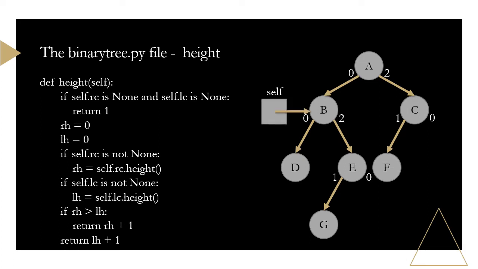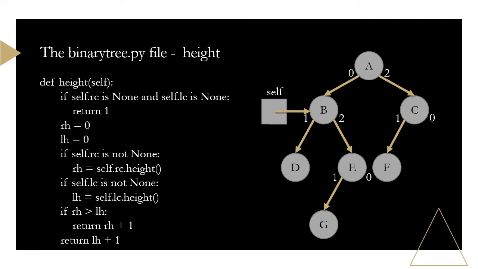B has just received a value from its right subtree. Now it checks its left subtree. The left child is present. Height is called again for the node containing D. Self now points to D. D is a leaf, so it returns 1 to B. This one is placed in the LH of B.